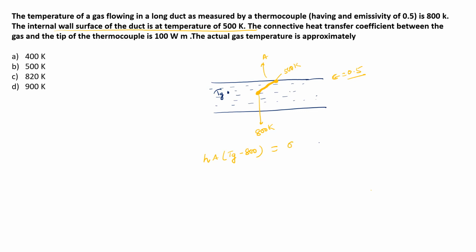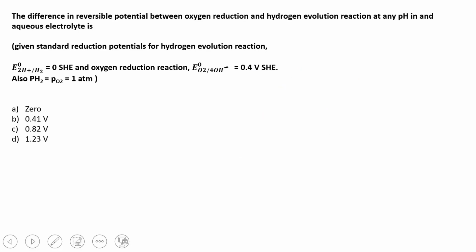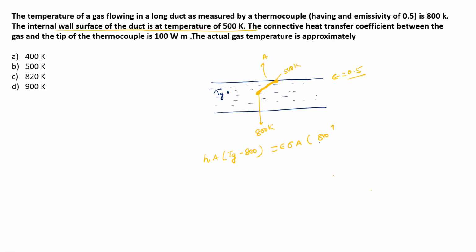So it will be epsilon sigma A, where epsilon is the emissivity, and T, which is over here, is 800, right? So 800 to the power 4 minus, what is the T at B? So here TA, TB, so it will be TA to the power 4 minus TB to the power 4. So TB is 500 to the power 4, right? So now we have all the values, so put them over here.